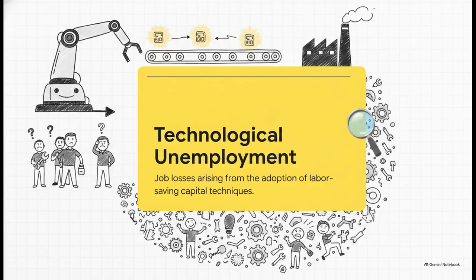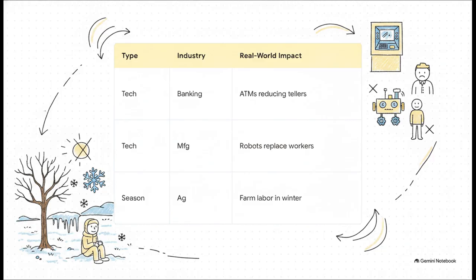Then we have our sixth phase, technological unemployment. It's the job losses that come directly from adopting labor-saving, highly efficient capital techniques. While these new machines are absolutely amazing for output, they literally displace human labor. Workers are left scrambling to adapt to a landscape that just doesn't need their manual input anymore. Let's break down these examples because they show exactly how these everyday innovations translate into hard economic realities.